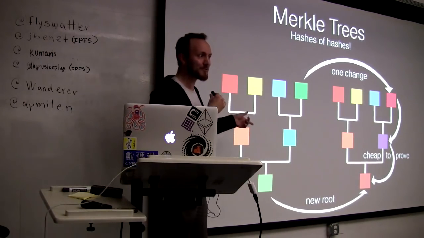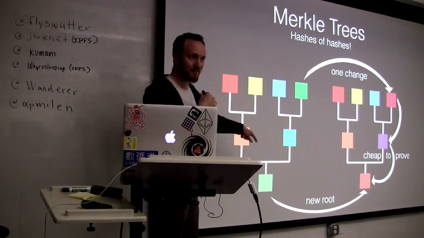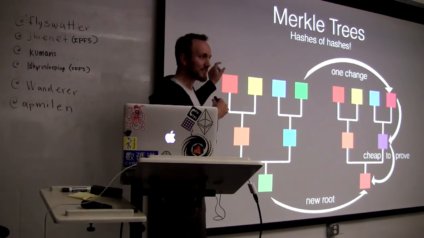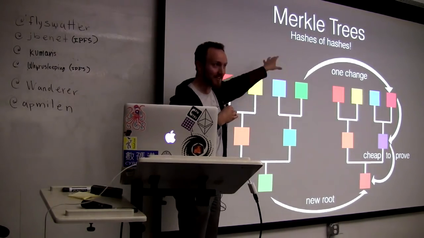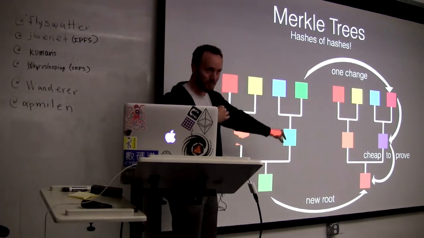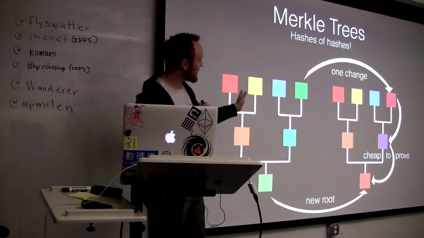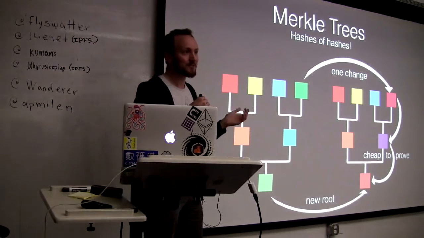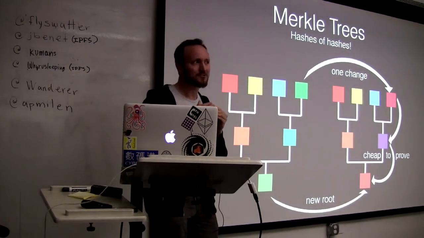There was a recent announcement that Apple's new file system is going to be based on Merkle proofs, because they'll be able to tell as soon as a single file is corrupted, right? If you can't prove the root hash, then you know a file's wrong, and then you can just go through and figure out exactly which one. So it's a really useful data structure.